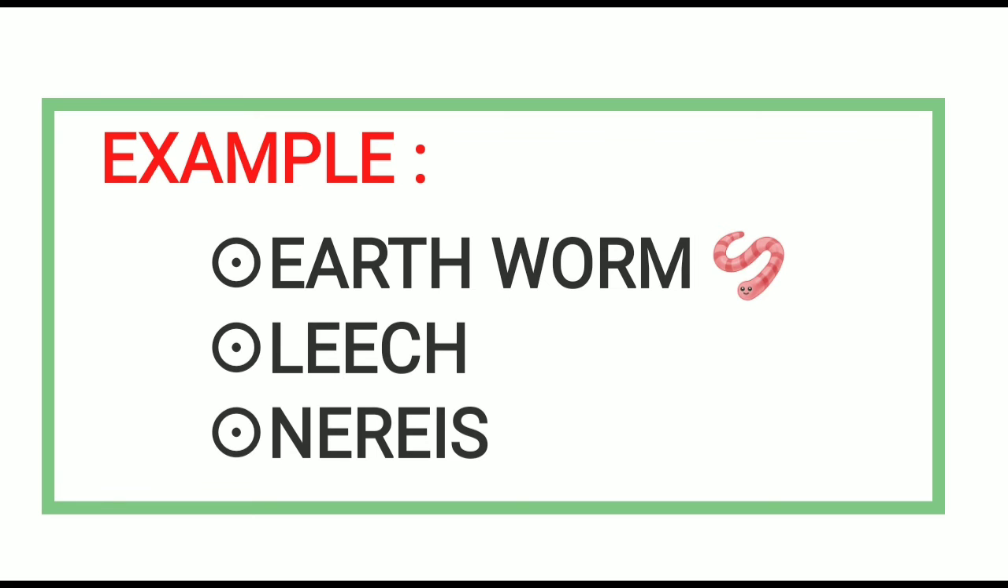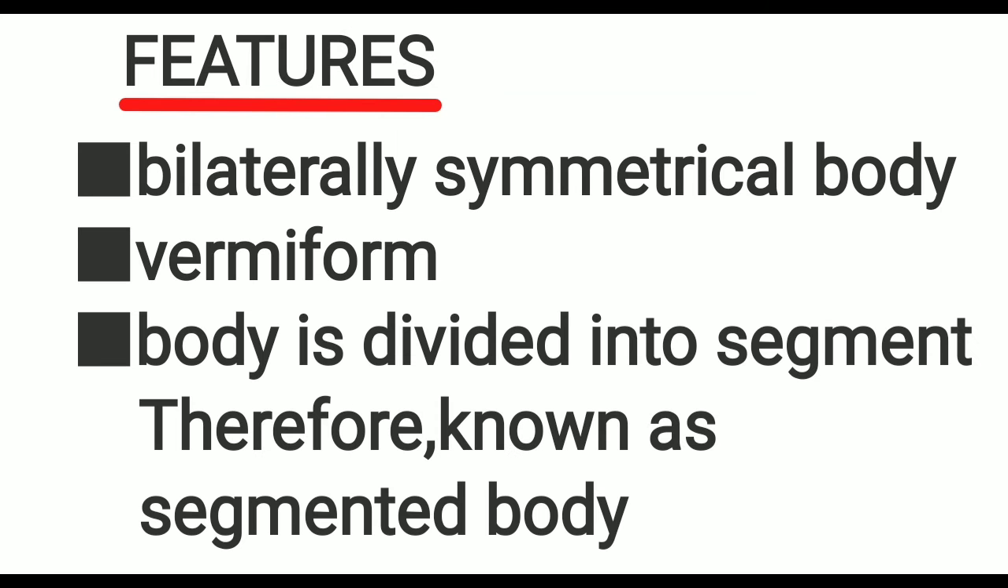We know that Annelida include freshwater environments, and they can live in marine water environments also, and also in wet terrestrial environments. When we talk about the features, they have a bilateral symmetrical body. They are vermiform, that means worm-like body shape.